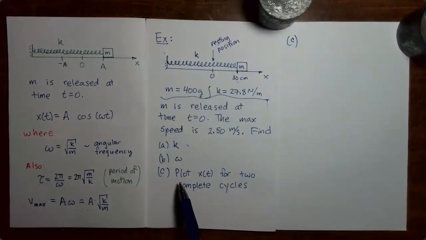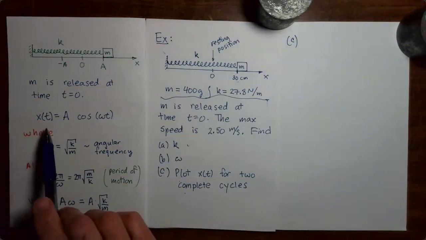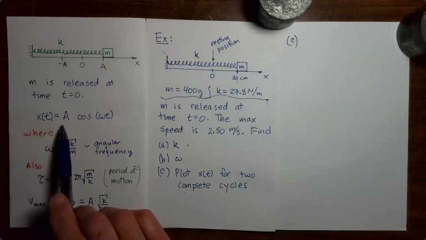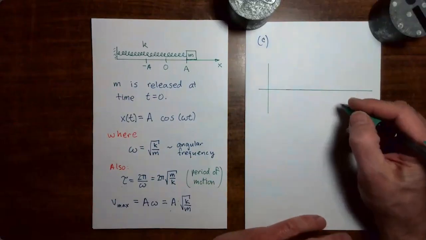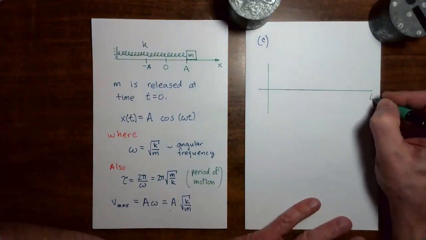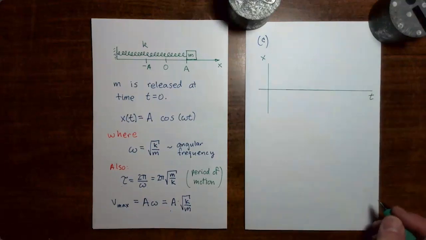Now we're going to do the last part of the problem where we plot the position as a function of time for 2 complete cycles. Position as a function of time is given by a cosine function, so we can start out just plotting 2 complete cycles of the cosine function like we normally would. To start, I'm just going to make a coordinate system. So I have time on the horizontal axis and position on the vertical axis.